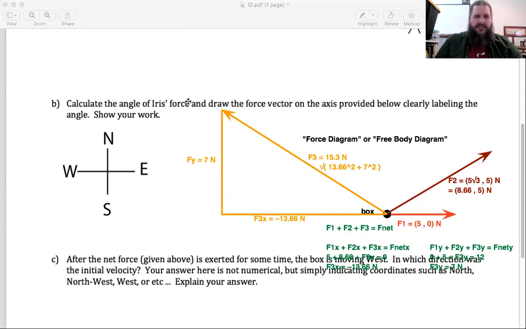We know that we're going, do I have room for this here? Yeah, exactly. So let me scale this down. Let's switch to a different color. I think that's kind of difficult to see. So we know we have this vector with unknown angle, but we do know its x component and y component. We've got 7, and we've got negative 13.66.